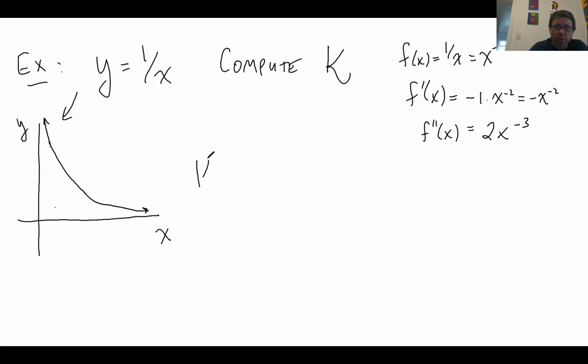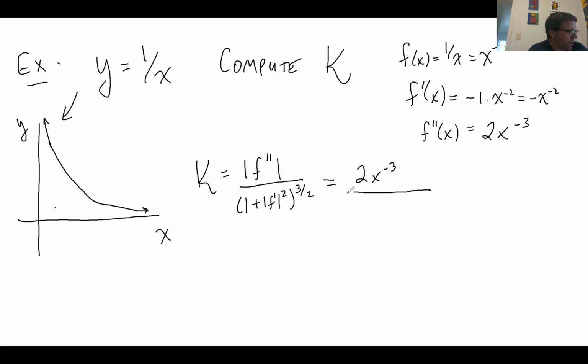So my formula was I take the absolute value of the second derivative and divide it by 1 plus the absolute value of the first derivative squared, raised to the 3/2 power. So take the absolute value of the second derivative, I just get 2x to the -3. And in this example, I'm only going to look on the right side, so when I take the absolute value, I don't have to worry about it because all of the x's here are positive.